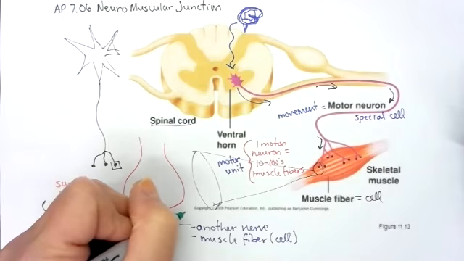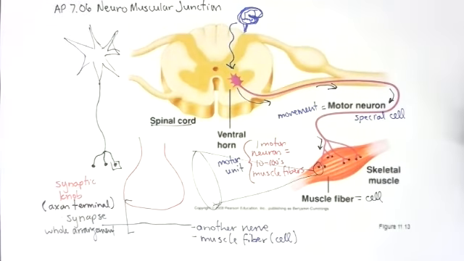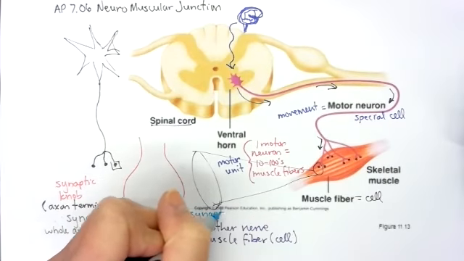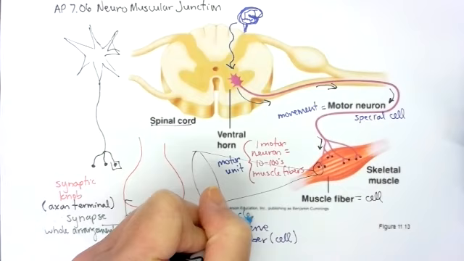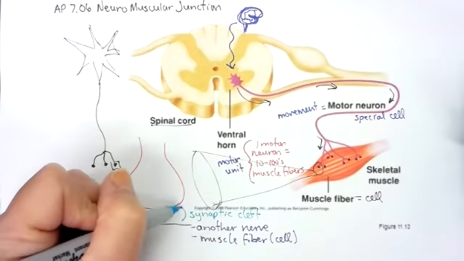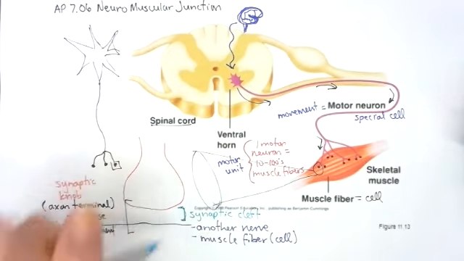The gap would actually be called the synaptic cleft. So this gap is called synaptic cleft. Well, why do we bother? Why not just have them have a direct connection?